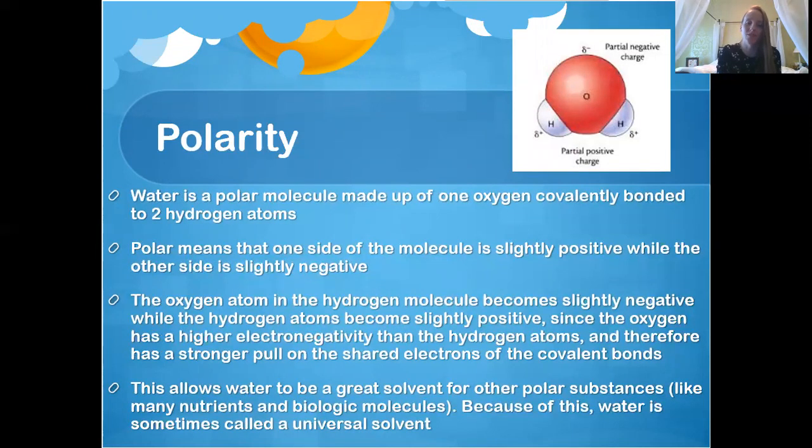This polarity is what allows water to be such a great solvent. It can dissolve other polar substances, and can also dissolve ionic compounds, because the poles of the water molecule bind to either the ions in an ionic substance or the poles of other polar molecules and can pull them apart, essentially.